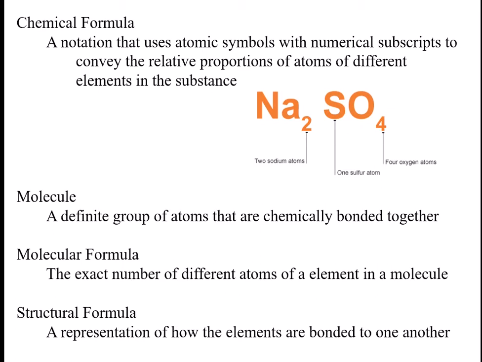Okay, a molecule is a definite group of atoms chemically bonded together. Now, we talked about compounds earlier, and it's a very small difference between what a molecule is and what a compound is. The molecule says that they're just atoms. They could be the same atoms, whereas a compound says they have to be different atoms or different elements. A molecular formula is the exact number of atoms in each molecule, and a structural formula is a representation of how those atoms are bonded together. So this one right here would be just the molecular formula. Okay? It doesn't show how they're bonded together, but it shows all the atoms that are present.